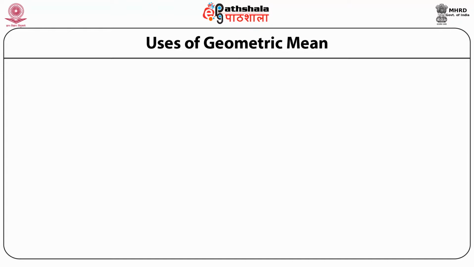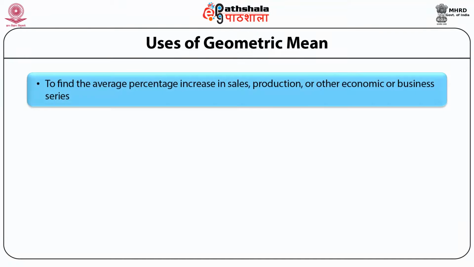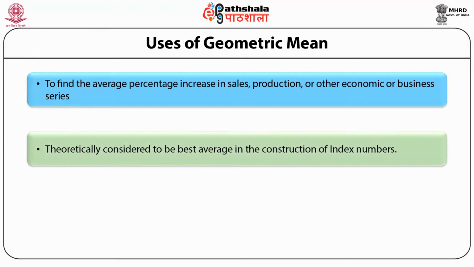Geometric mean, as we have already discussed, is best suited when we try to find the average percentage increase in sales, production, or some other economic or business variable. Theoretically, geometric mean is considered to be the best average if we are constructing any index number.